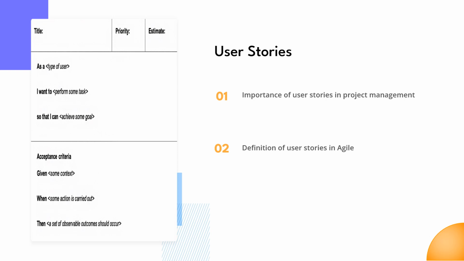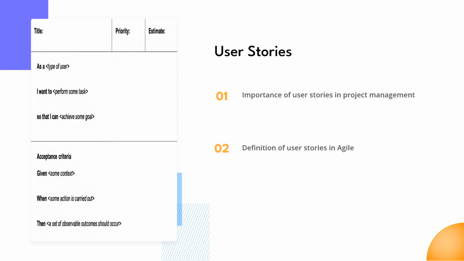Independent and negotiable. User stories should be independent of one another, allowing for flexibility in prioritization. They are negotiable, meaning the details can be discussed and refined during Agile ceremonies. Valuable and estimable. User stories should deliver value to the user or stakeholder. They should also be estimable, allowing the team to assess the effort required for development.